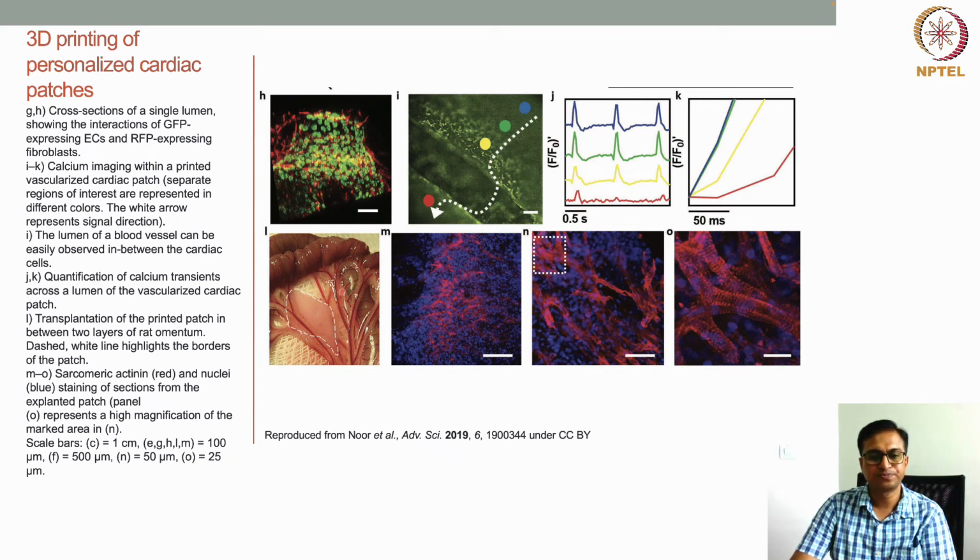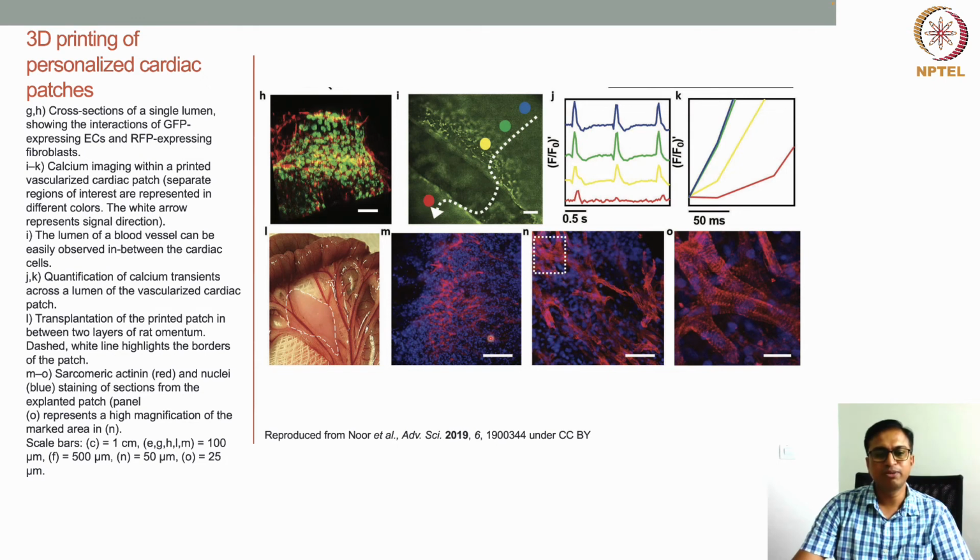again in the omentum, in the rat omentum, in between the layers of the rat omentum, where they implanted it. Here the white dotted line demarks the bioprinted cardiac patch where it is implanted. Then sarcomeric actinin is very important for cardiac tissue, and you can clearly see it in red within that tissue, showing the cells of the patch are expressing sarcomeric actinin, and the nucleus is stained blue. The cardiac tissue-specific structure is highly visible here in the printed structure.